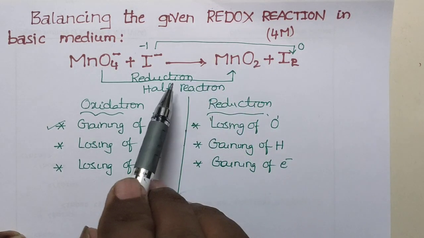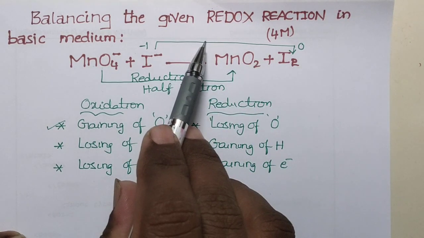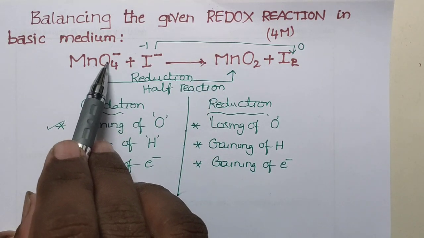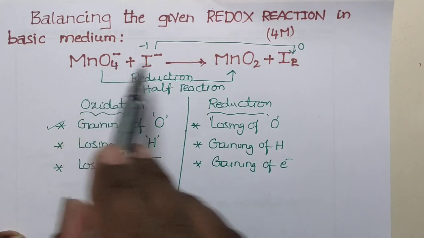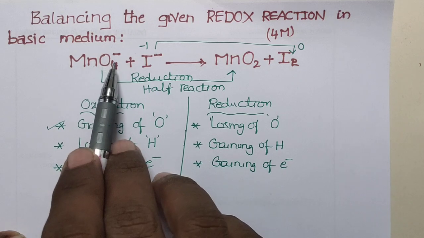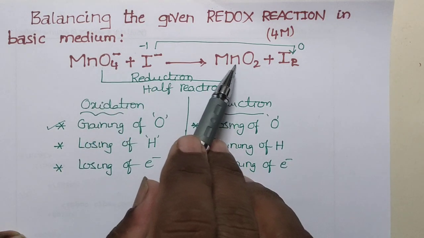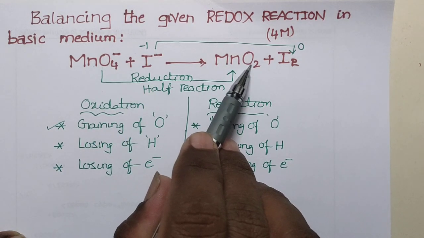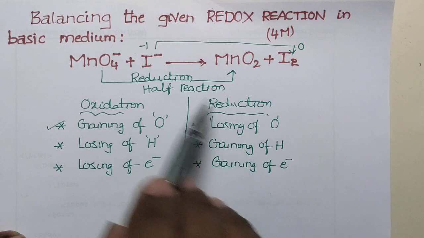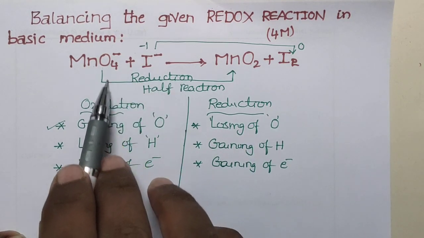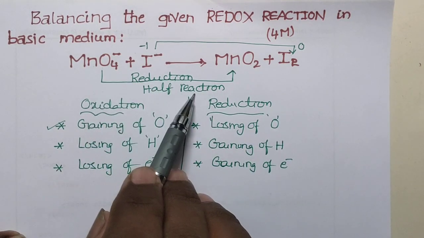Now we have to identify which one is reduction, which one is oxidation. So in MnO4, 4 oxygen atoms become 2 oxygen atoms. MnO4 loses 2 oxygen atoms and changes into MnO2. Losing of oxygen atoms indicates reduction. So this arrow mark represents the reduction half reaction.